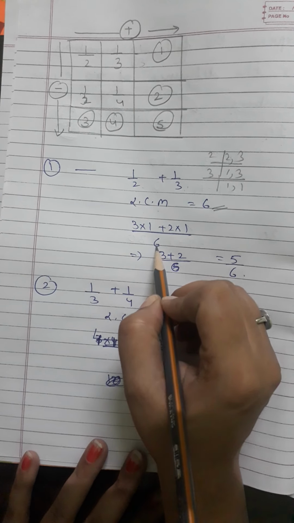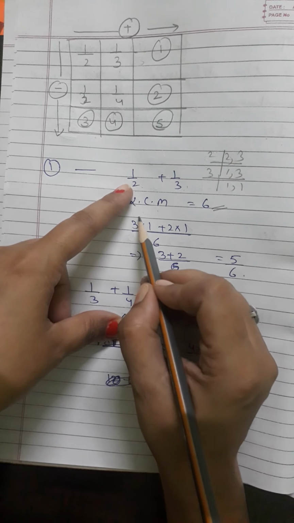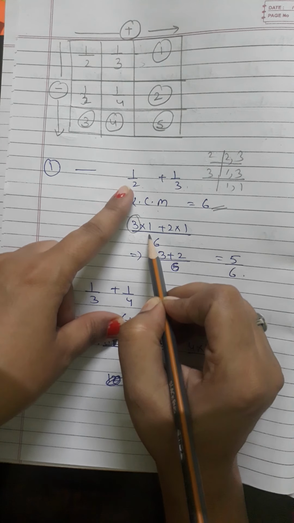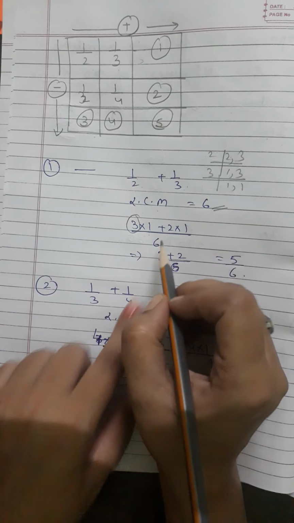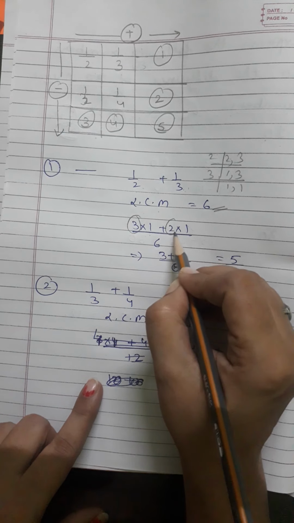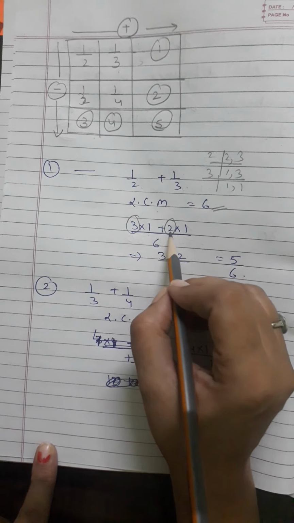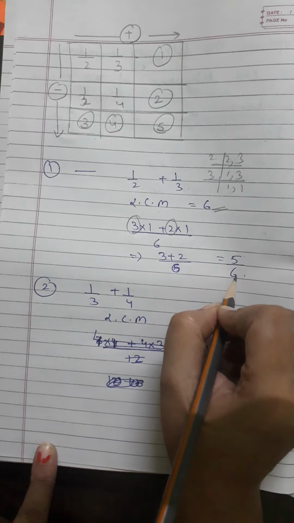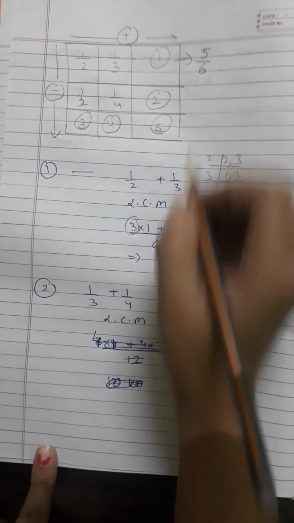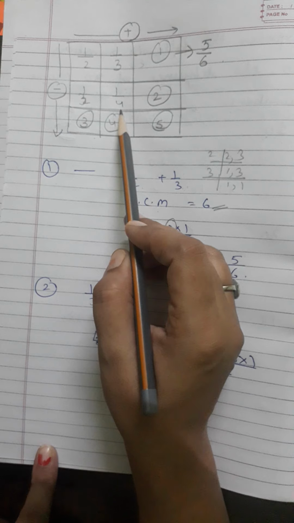Now 6 we have written down. So what is our first step? This 6 we have to divide by 2. What will my answer be? 3, and that 3 will be multiplied by the numerator, that is 1. Similarly here 6 divided by 3, what will be the answer? 2, and 2 multiplied by the numerator 1. So 3 plus 2, it is 5 by 6. So in the 1, what will come here? 5 by 6.